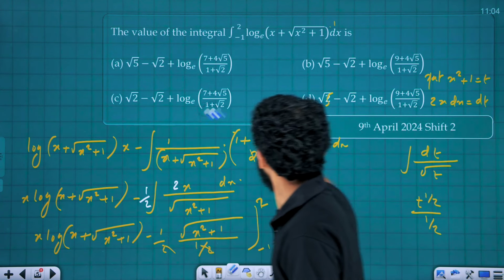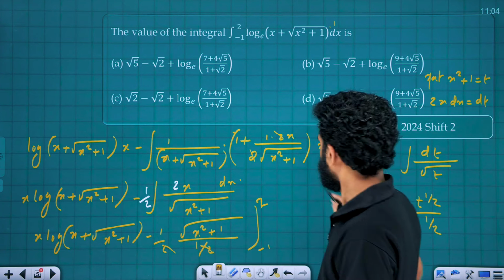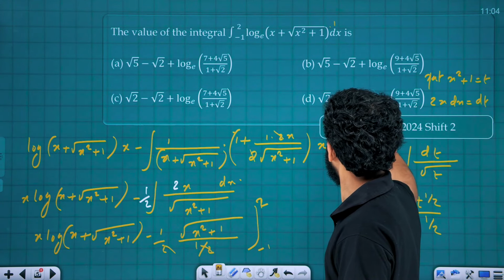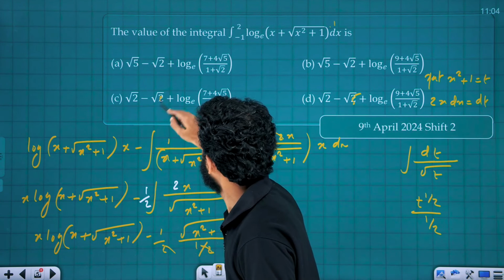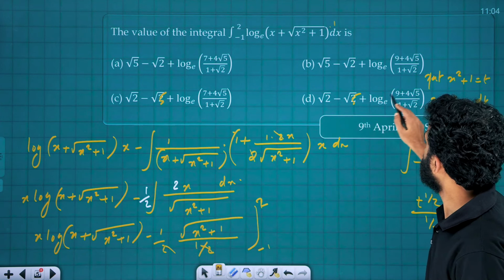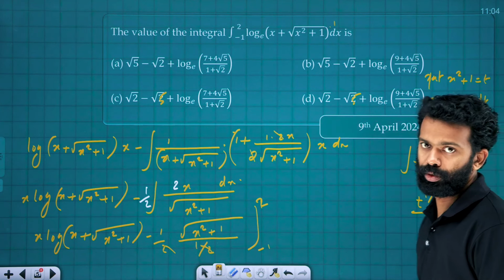Okay, sorry about that. Minus root 5 plus root 2. That is minus root 5 plus root 2. Okay. Sorry about that. Okay, minus root 5 plus root 2, log of (9 plus 4 root 5) divided by (1 plus root 2). That is the final answer.